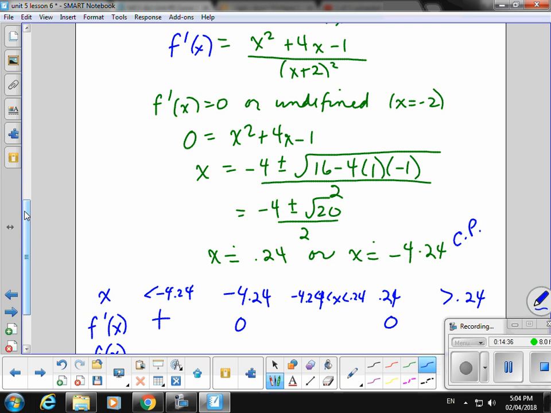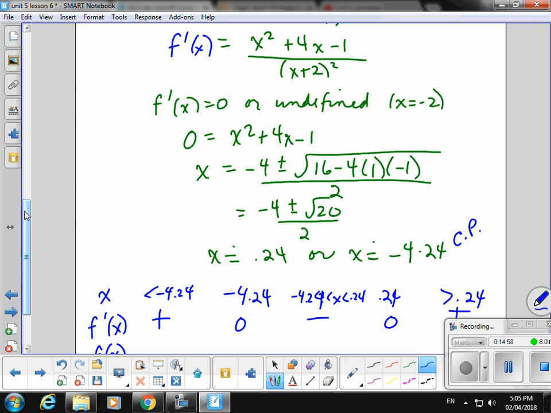I'm going to put a value between -4.24 and 0.24. I am going to put a 0 in there, and I will get -1 over 4, so negative there. Greater than 0.24, I'm going to put a 1. 1 plus 4 is 5 is positive, positive. So I get positive here.